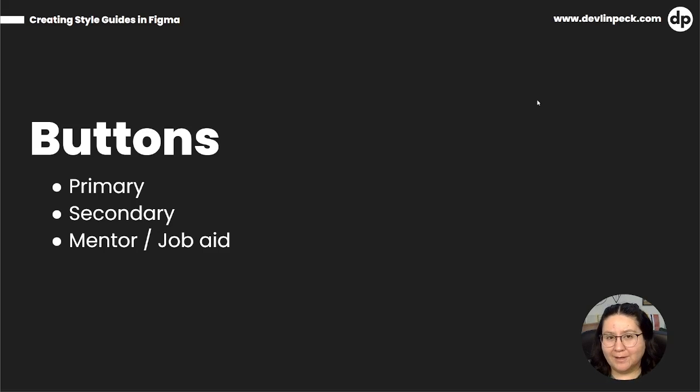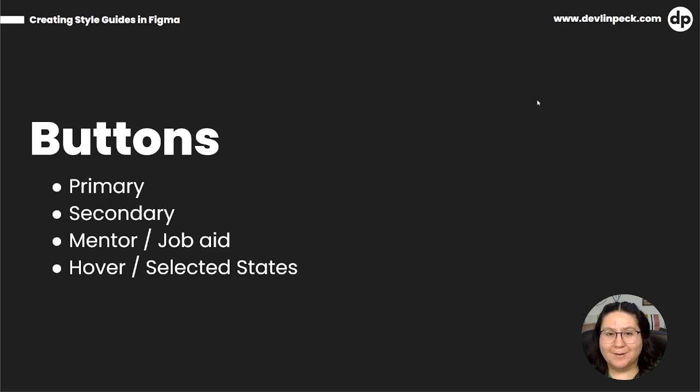If I was creating a job aid, I'd also want a job aid button as well. And then as I'm creating these buttons, I want to include these hover states or even a selected state. I like to include hover states because it helps the learner know like, oh yeah, my mouse is over this button. If I click, something's going to happen. Just to give them some kind of cue that things have changed.